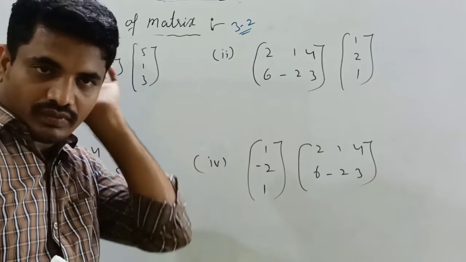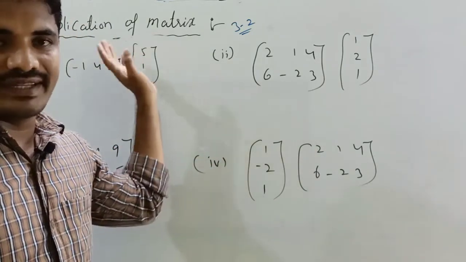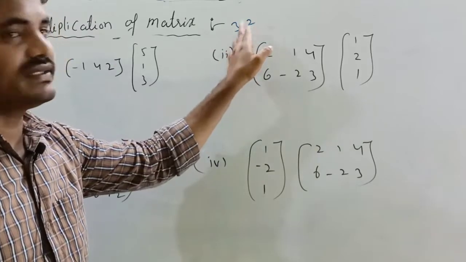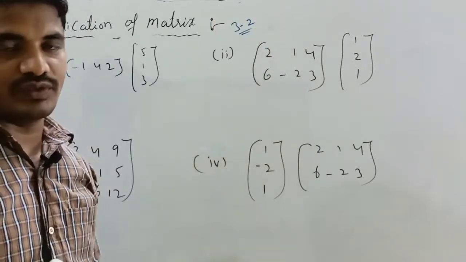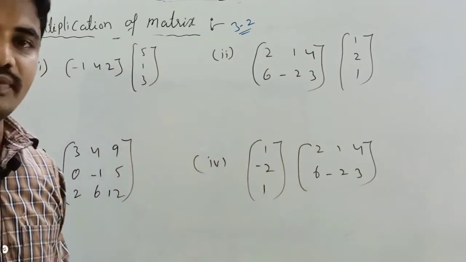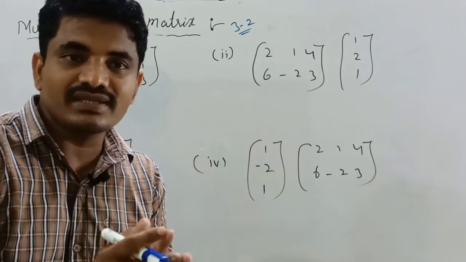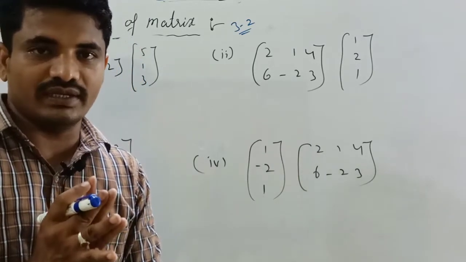Based on matrix multiplication, we have exercise 3.2. In that I am taking some questions. Here are some questions: 1, 2, 3, these 4 questions I am taking. Here we have to tell whether matrix multiplication exists or not.